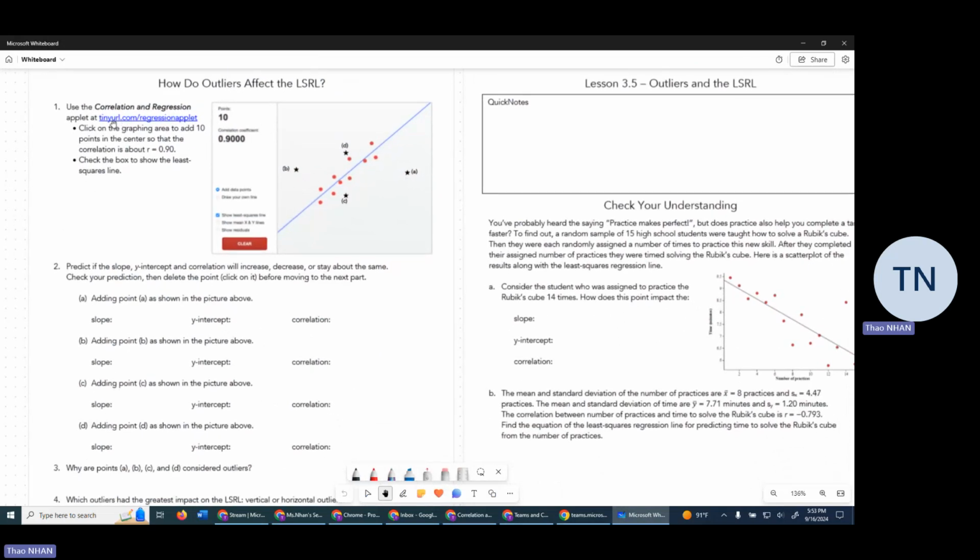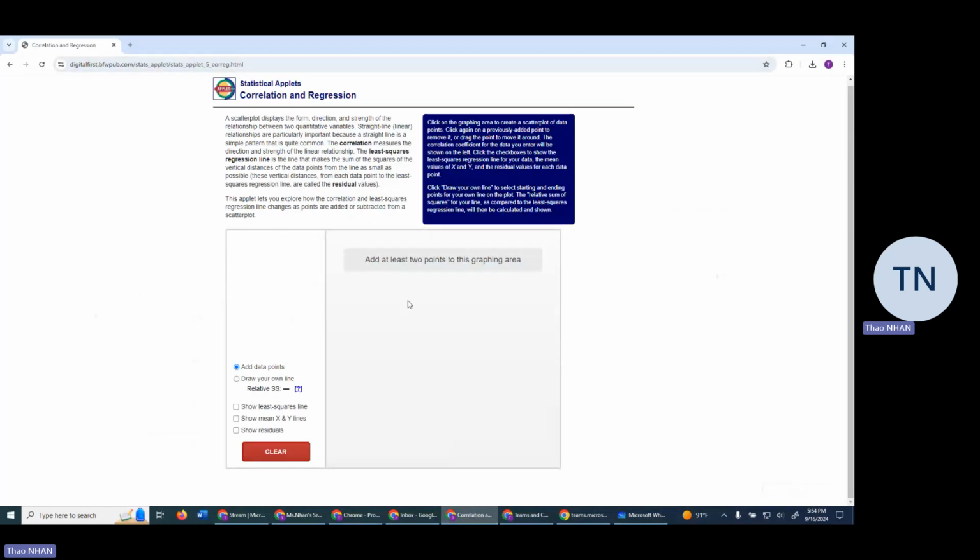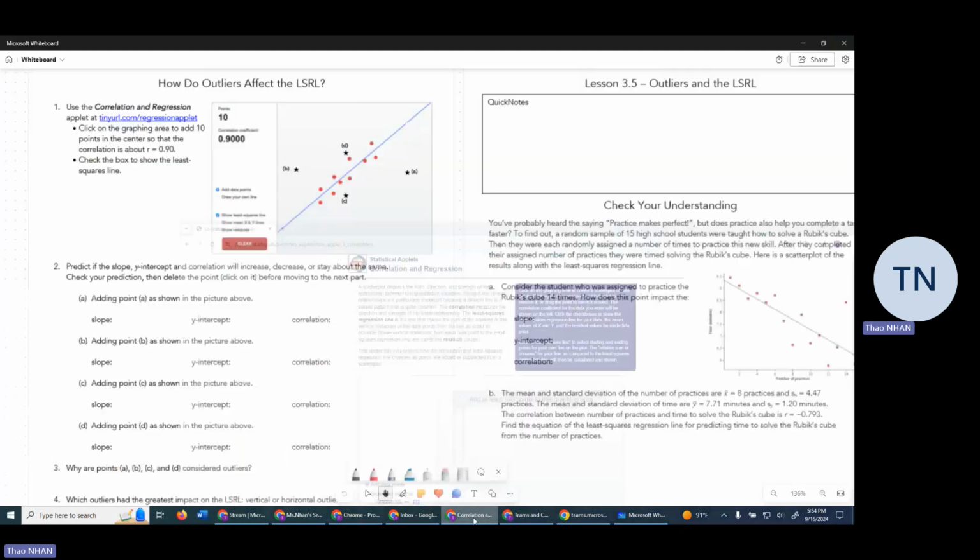So you guys will have to go over to this little link right here. Have your Chromebooks out and get a new tab. Type in this: tinyurl.com/regressions applet. Okay. As you're done pulling that up, this is what you should be seeing, right?